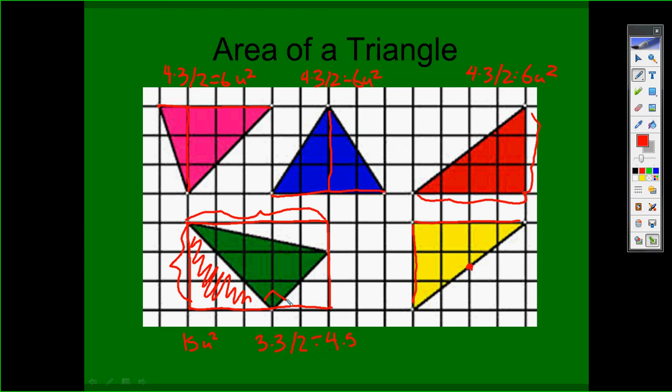And I take out this, which is 2 by 2, divided by 2. 2 times 2 is 4, divided by 2 is 2. And I take out this, which is 5 times 1, divided by 2. 5 times 1 is 5, divided by 2 is 2.5. So I have open space for 4.5, 5, 6, 7, 8, 9 squares.